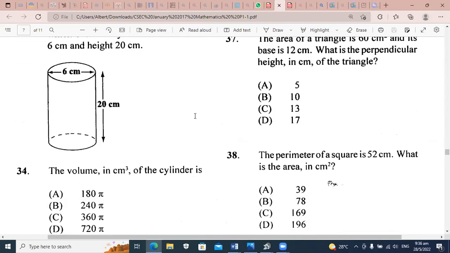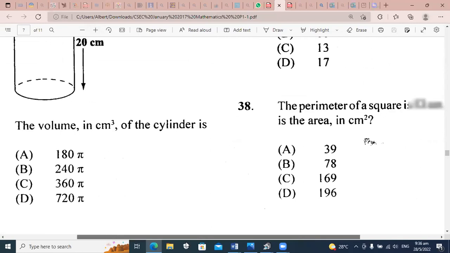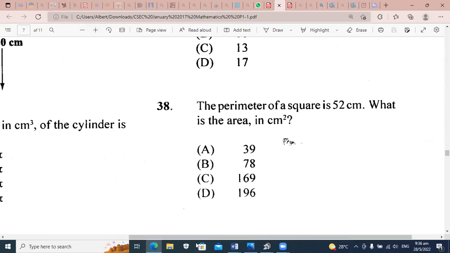So let's look at 38. Can you repeat the formula? The formula for speed. So average speed is equal to distance traveled divided by time taken. All right. Good morning, Mr. Stevens.